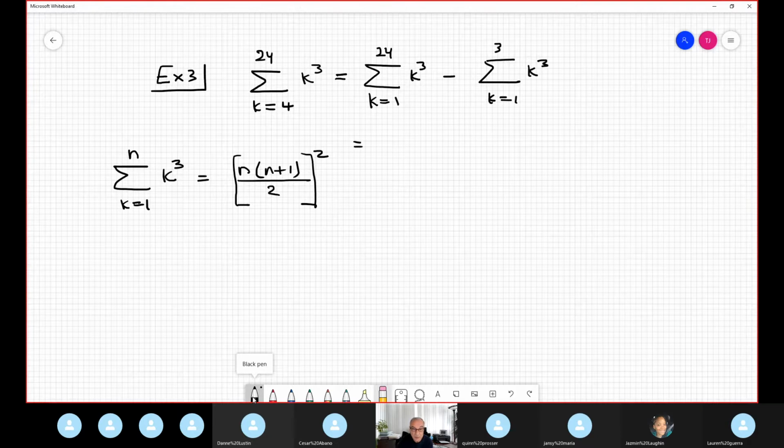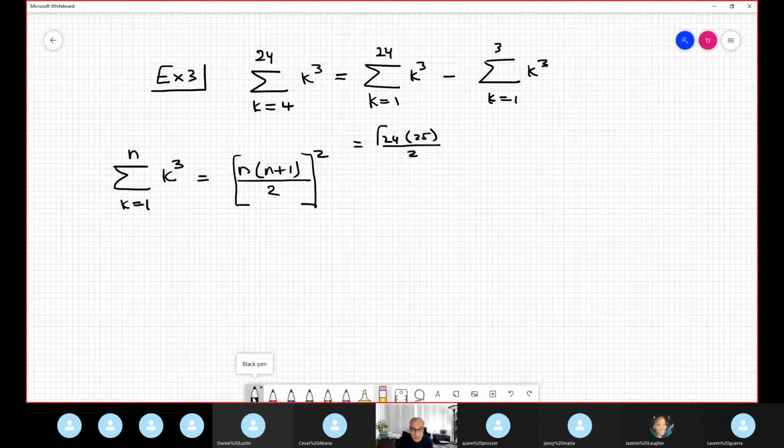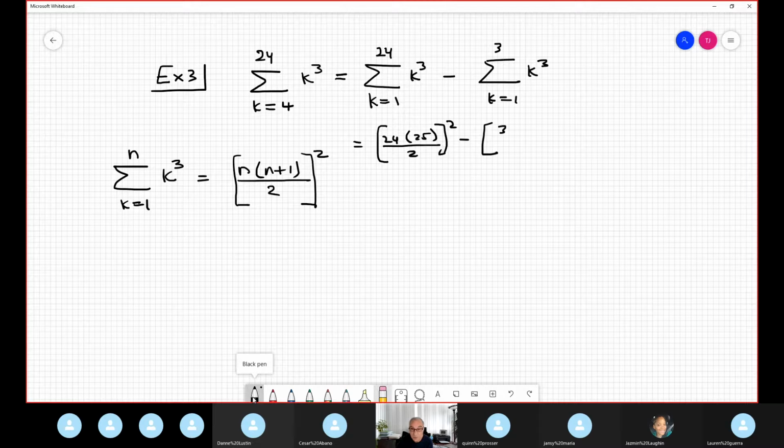It is basically 24 multiplication by 25 divided by 2, squared, minus 3 times 4 divided by 2, squared. The rest is calculator. This is 300 squared minus 6 squared. This is 6, 12 divided by 2. This is 12 multiplication by 25. 300 squared minus 6 squared is equal, put in the calculator, definitely, 89,964. That is the answer.